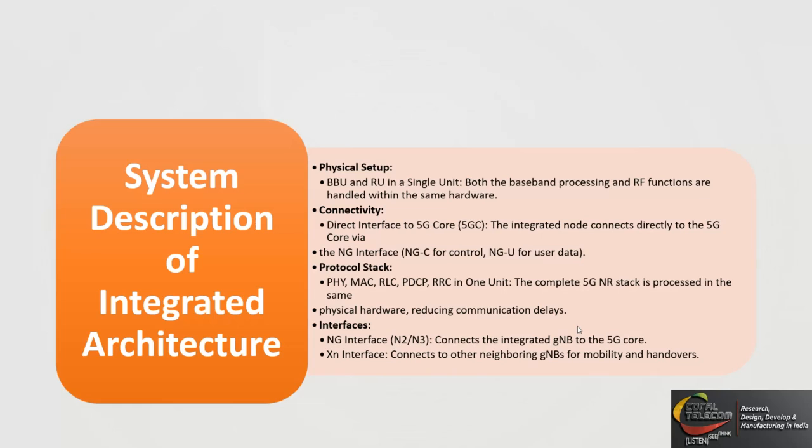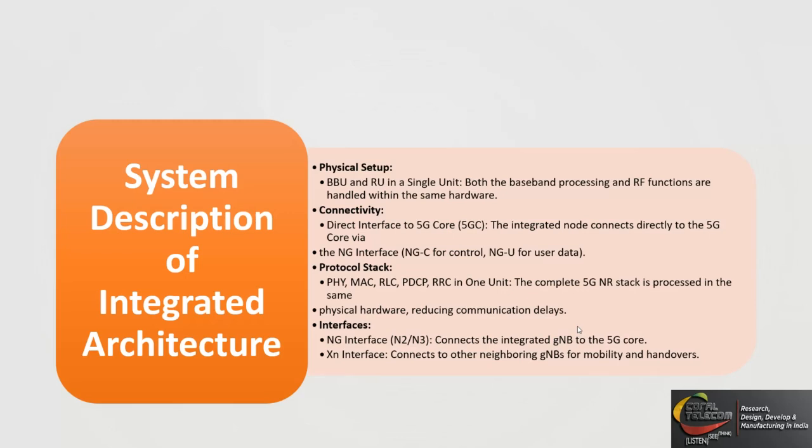Then connectivity. This integrated architecture requires single node connectivity, meaning it can directly interface with the 5G core network via an Ethernet cable, fiber, or any connectivity medium. It uses two types of protocol: one is NGC and one is NGU. NGC is the control signaling message and NGU is the user plane data. We call it NG because it is the next generation radio. These are the interface names, NGC and NGU, for control plane and user plane data.